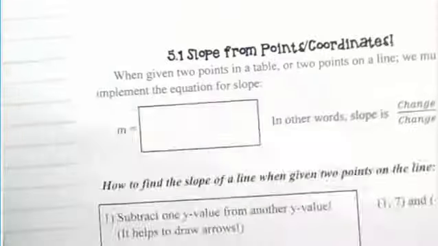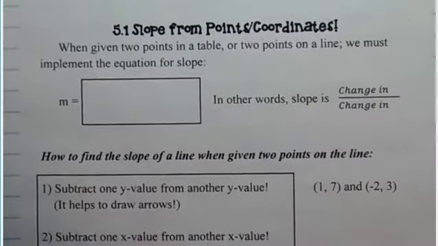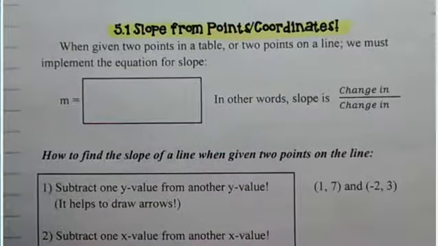Next thing we're going to look at is slopes from points or coordinates. So go ahead, you're going to get this half sheet. Go ahead and glue this into the next page. When everyone's ready, we'll begin.